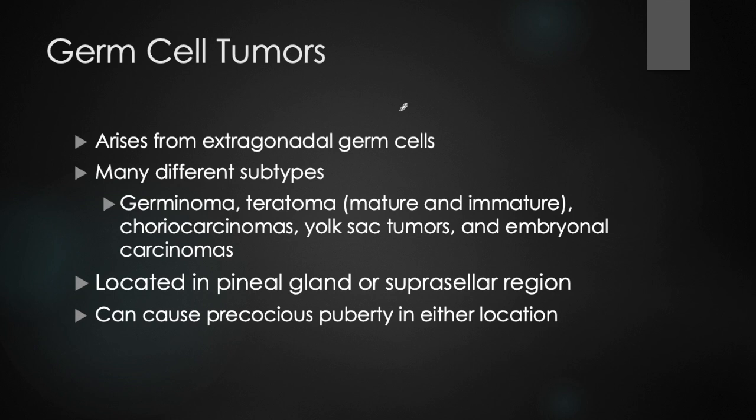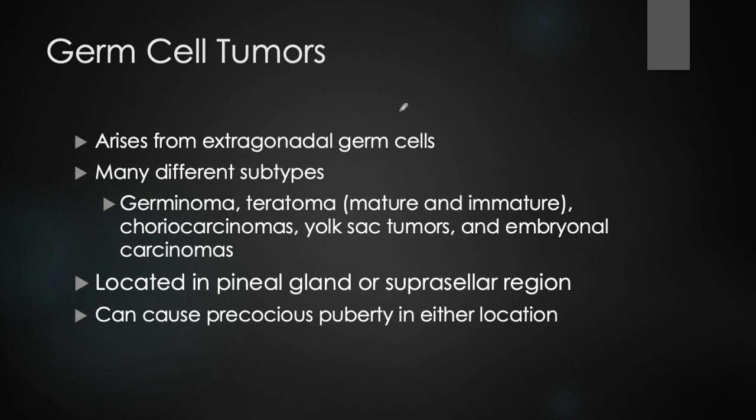The germinoma subtype is the most common, but there are also mature and immature teratomas, choriocarcinomas, yolk sac tumors, and embryonal carcinomas. Germinomas tend to be very radiosensitive. Mature teratomas tend to be resectable. Choriocarcinomas, yolk sac tumors, and embryonal carcinomas carry a worse prognosis.